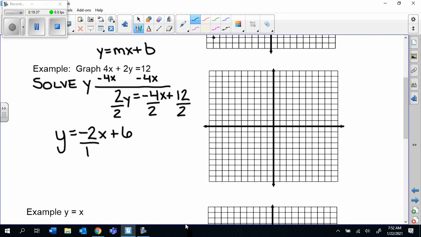Total coincidence. I just picked numbers at random to type. So this is just coincidental that this is the same slope as before. All right, think through what we're going to do. We're going to go up 6 first. 1, 2, 3, 4, 5, 6. Put our dot. My slope is down 2, right 1, down 2, right 1.